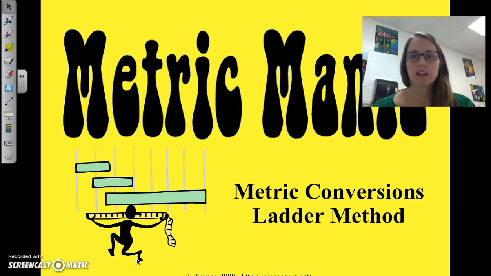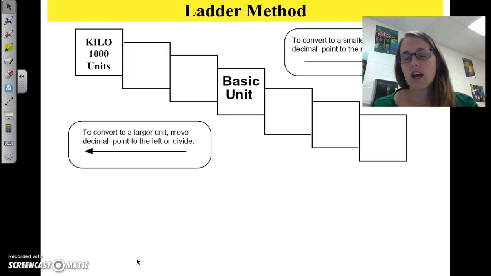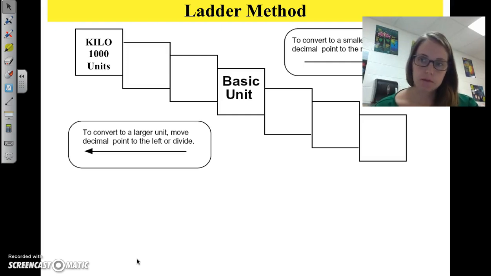So if you remember yesterday, some of the base units we talked about were like meters, liters, and grams. And we also discussed there being prefixes to show larger or smaller units. So one of the prefixes, something we'll start with, is the prefix kilo. And that essentially means 1,000 units, 1,000 base units. So if it's a kilogram, that means it's 1,000 grams.